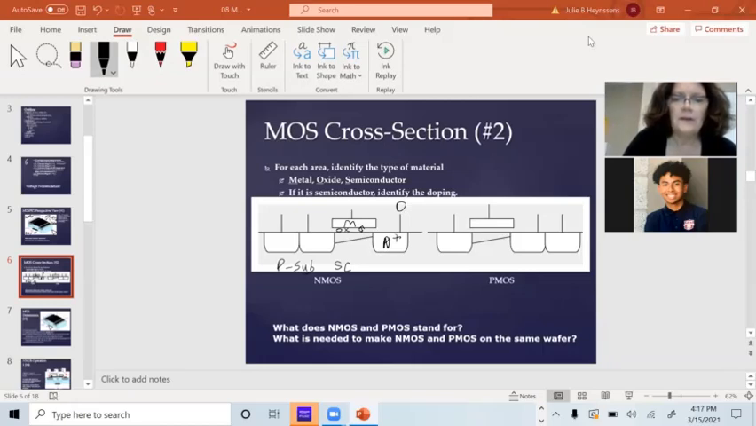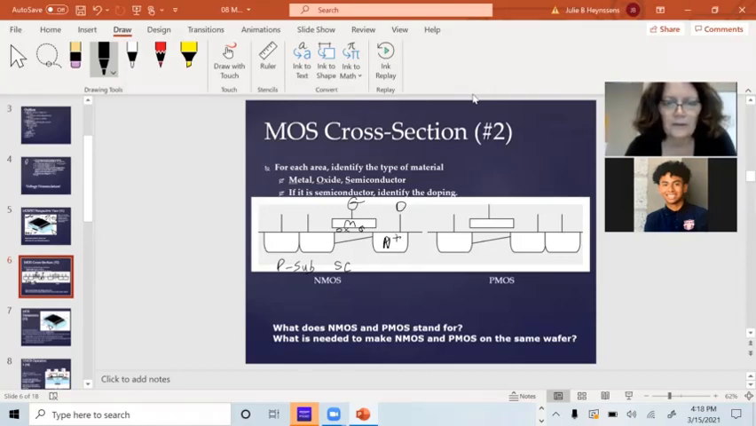The G is the gate. Eventually I'll explain where the gates connect. I haven't talked about that yet. That'll be the magic that turns this transistor on. So the gate's going to be up here. It will eventually have to be connected to some kind of voltage source.